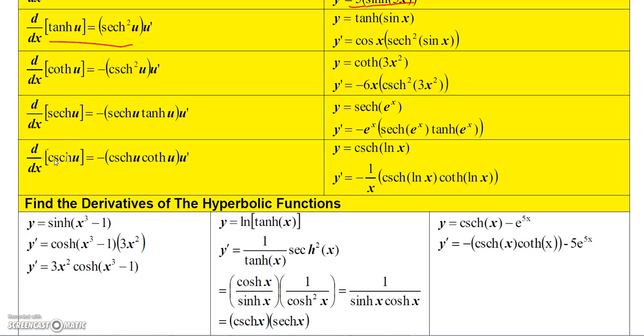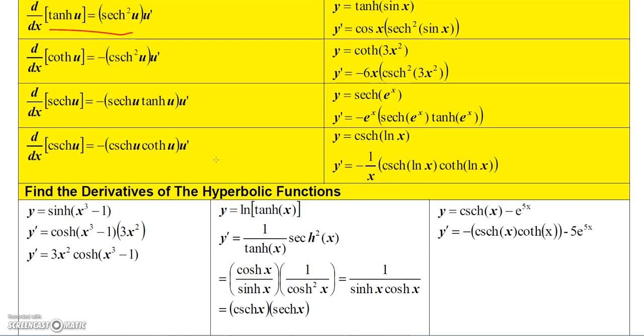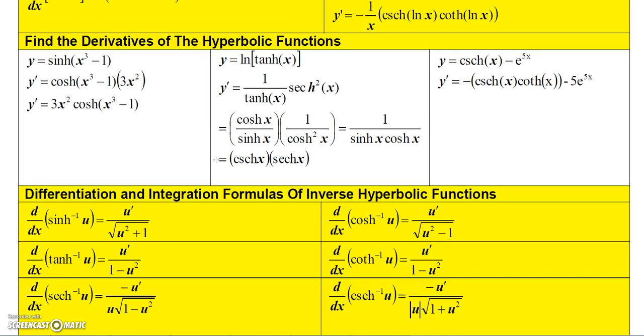And then the next one is the derivative of hyperbolic cosecant of u, which is minus hyperbolic cosecant u times hyperbolic cotangent u times u prime. And so again you have a minus, and that's why there's a minus here. The u in this case is natural log of x. So the derivative of hyperbolic cosecant of natural log of x would be minus hyperbolic cosecant of natural log of x times hyperbolic cotangent of natural log of x, and then times the derivative of natural log of x, which is 1 over x. So there you had one for each of those functions, and here's a couple more down here.